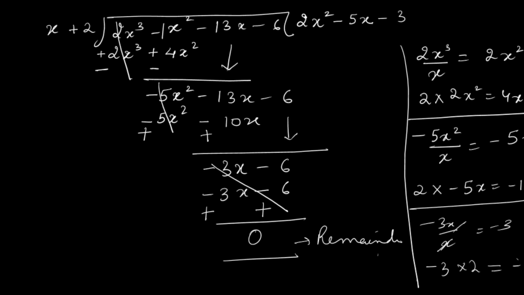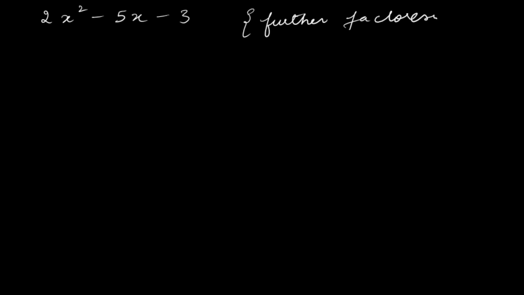Now the quotient you have to see. Here we have gotten a quadratic polynomial. This is 2x square minus 5x minus 3. So this is a quadratic polynomial. Further, we have to factorize it by splitting the middle term.